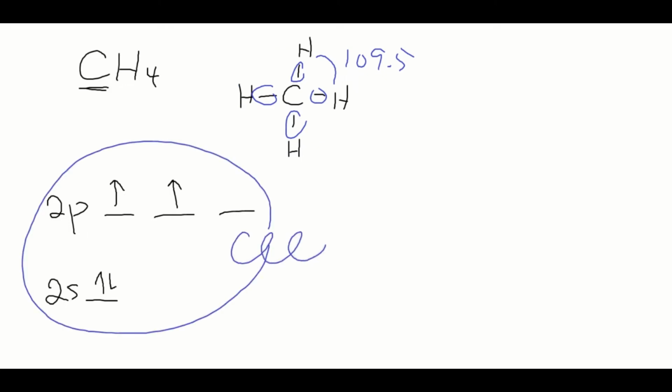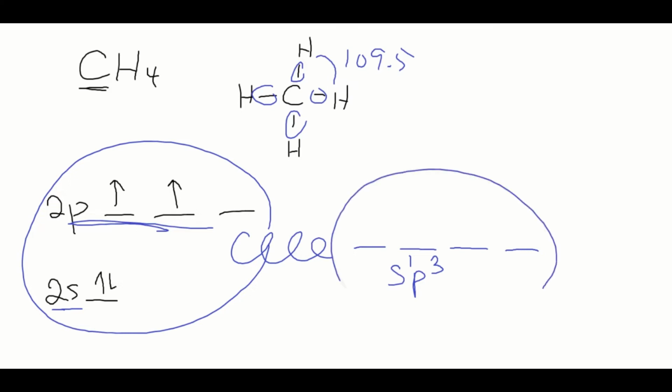Once you put that in the blender, they will all come out exactly the same looking. Now, since you mixed 1 of the s's and 3 of the p's to get these 4 hybrid orbitals, we call each of these sp3 hybrid orbitals. If you want to put a 1 there above the s, good for you.